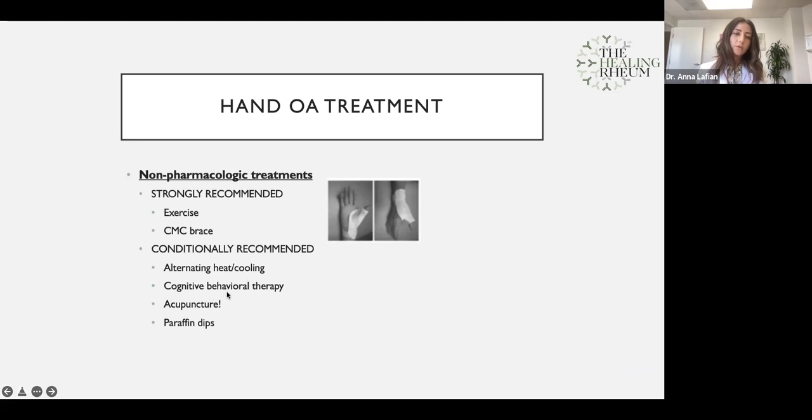Conditionally recommended, again, was alternating heating and cooling, cognitive behavioral therapy, acupuncture, which I'm a big fan of, and paraffin dips. A lot of occupational therapy centers will offer paraffin dips and ultrasound, and I find that it's really helpful to do hand occupational therapy for osteoarthritis patients of the hands.